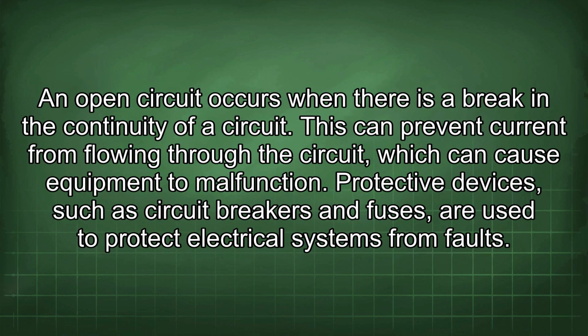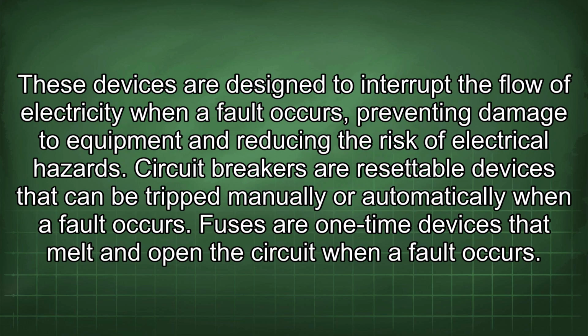An open circuit occurs when there is a break in the continuity of a circuit. This can prevent current from flowing through the circuit, which can cause equipment to malfunction. Protective devices, such as circuit breakers and fuses, are used to protect electrical systems from faults. These devices are designed to interrupt the flow of electricity when a fault occurs, preventing damage to equipment and reducing the risk of electrical hazards.